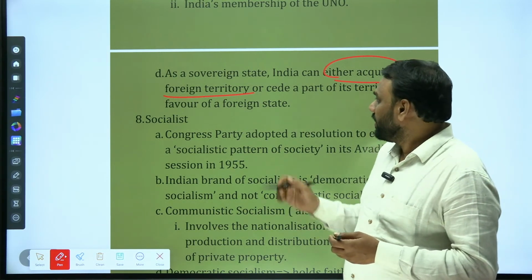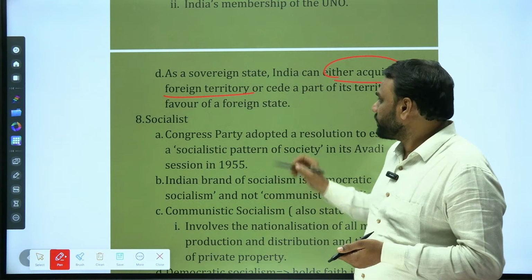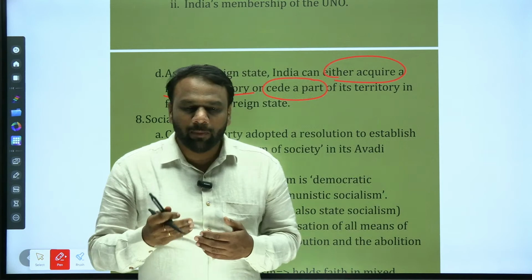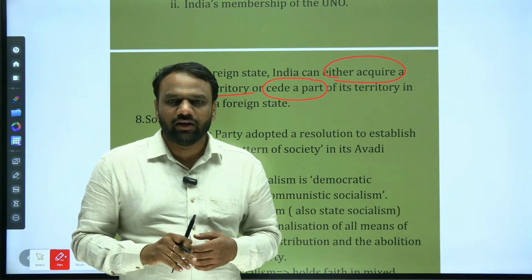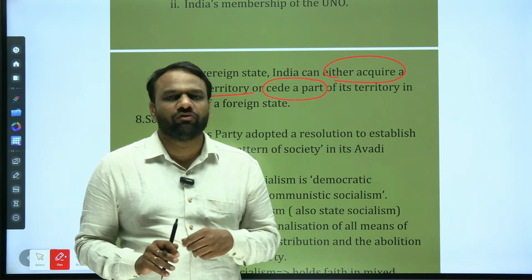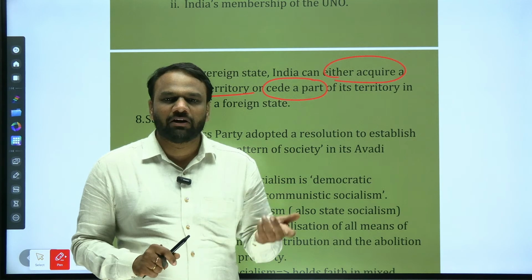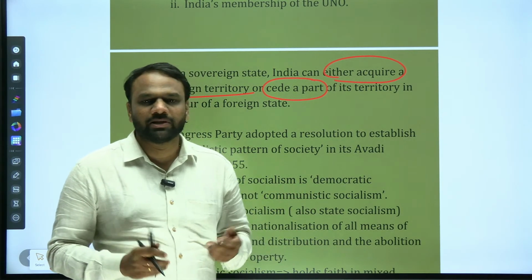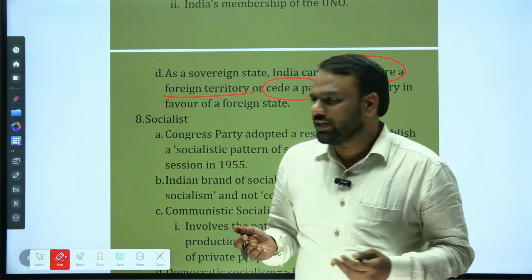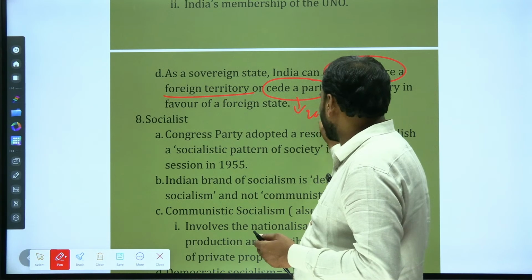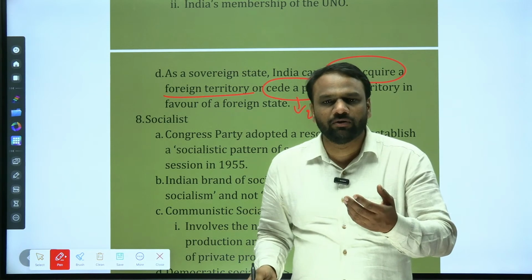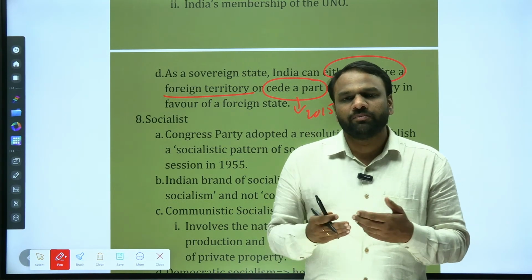As a sovereign country, India can also cede a part of its territory. India is a sovereign country, and ceding a part means we can give a part of our country to some other country. It is not by force, but sometimes the circumstances demand. We already ceded a part of our territory to Bangladesh as part of many agreements, and the recent agreement took place in 2015. In order to overcome the misunderstanding between India and Bangladesh, in 2015 we gave some territory of India to Bangladesh, and Bangladesh gave some of its territory to India. But it was a mutual exchange.